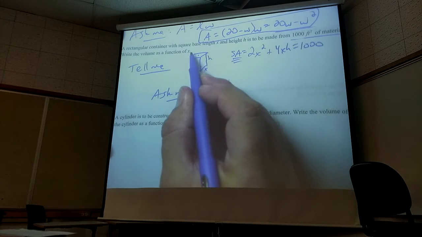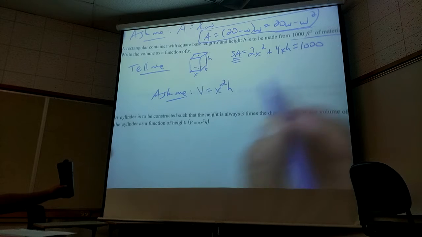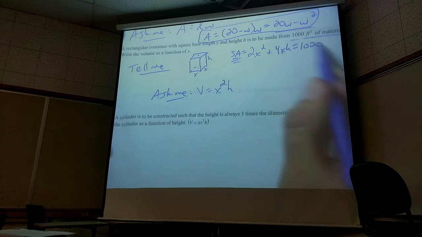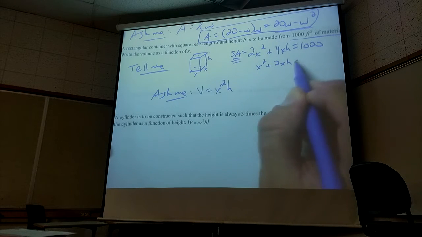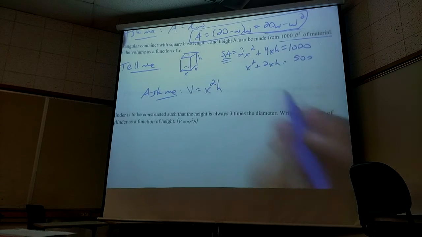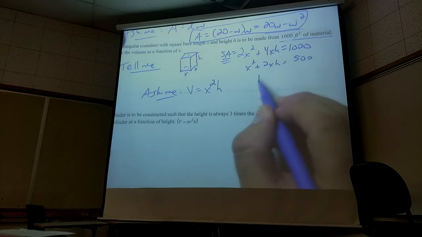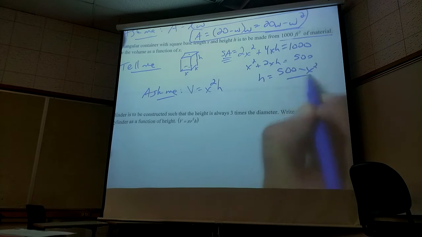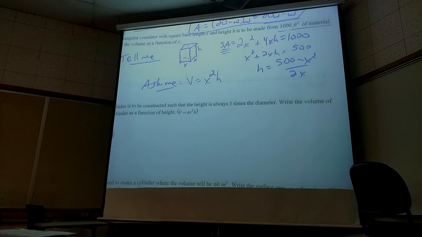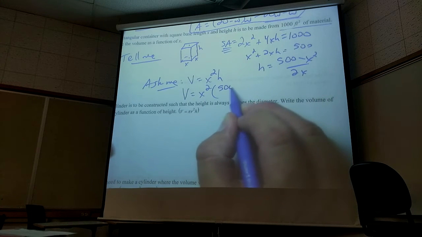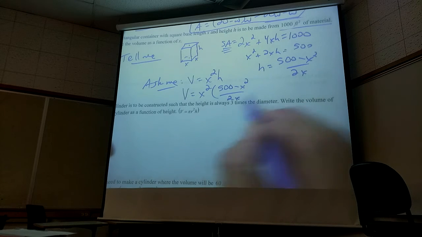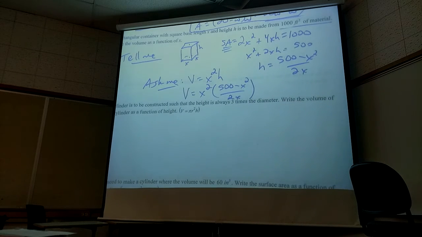And they want it as a function of x only, so of course I need to get rid of h, and I can do that by just solving for h. First thing I'll do is just divide everything by 2. And then I have to subtract x squared, divide by 2x. That's what h is. And now you just throw that in. X squared times this business. And then you can fill in x and all that kind of stuff.